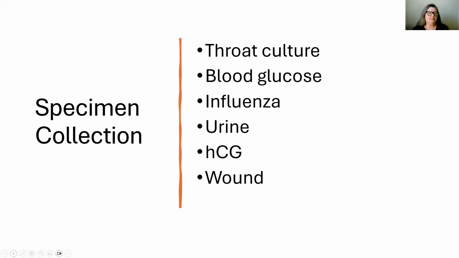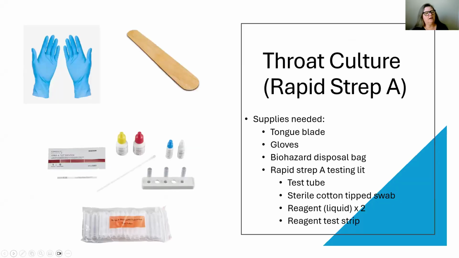The types of specimens that we're going to talk about today are throat culture, blood glucose, influenza, urine, HCG, which is also a pregnancy test, and wound specimen collection. So let's talk about rapid strep A throat cultures first. Okay. The supplies that are needed for this are a tongue blade, which is this guy right here, or a lot of people call it a tongue depressor.